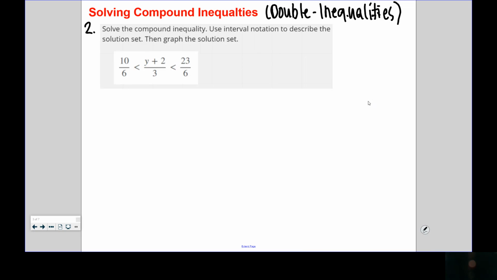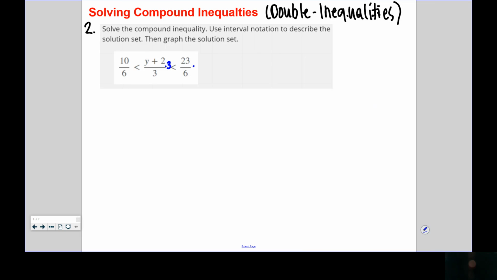Starting in the middle here, remember we're trying to solve this, we're trying to get the variable by itself. Here our variable is y, so we're trying to get y by itself. The first barrier to getting y by itself is this 3 down here. We're dividing by 3, so what should we do to get rid of it? Multiply by 3. Now you're going to multiply each side by 3.